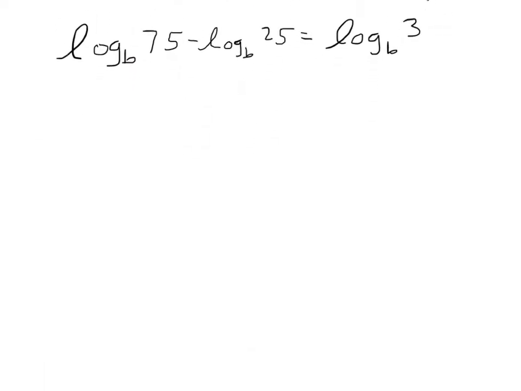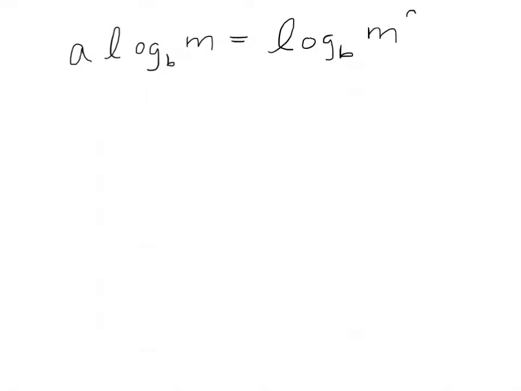The next property is the most awesome property of all, and that's the power property. This is the property that says that if you have a number a times a log of any base of something, you can basically take this power and bring it up. So we can write that this is the log base b of m raised to the a power. Note that this also goes the other way. If you have the log of something with a power on it, you can take that power and bring it down in front of the whole problem, right?